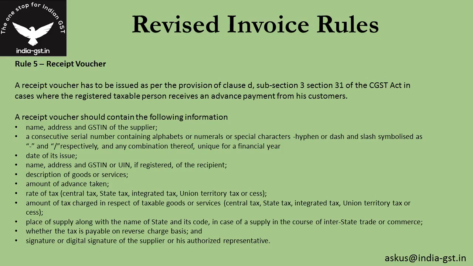Description of goods or services. Amount of advance taken. Rate of tax: central tax, state tax, integrated tax, union territory tax. Amount of tax charged in respect of taxable goods or services: central tax, state tax, integrated tax, union territory tax or cess. Place of supply along with the name of state and its code, in case of a supply in the course of interstate trade or commerce.